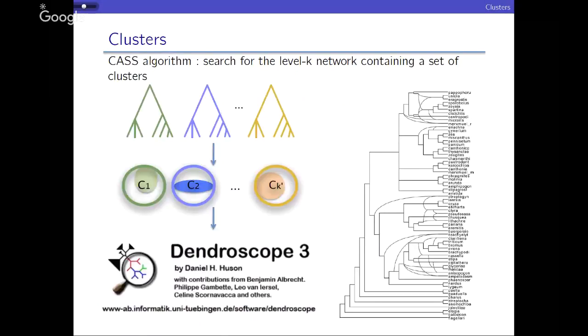Maybe you could just describe level k networks a little bit? Could you describe level k networks a little bit?